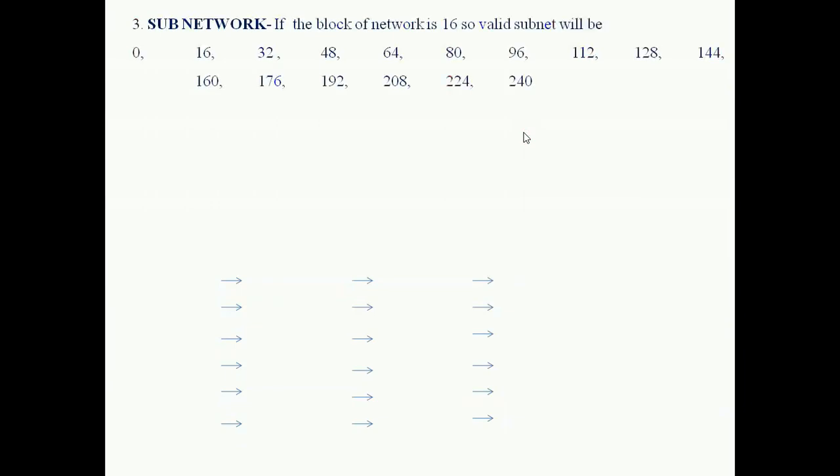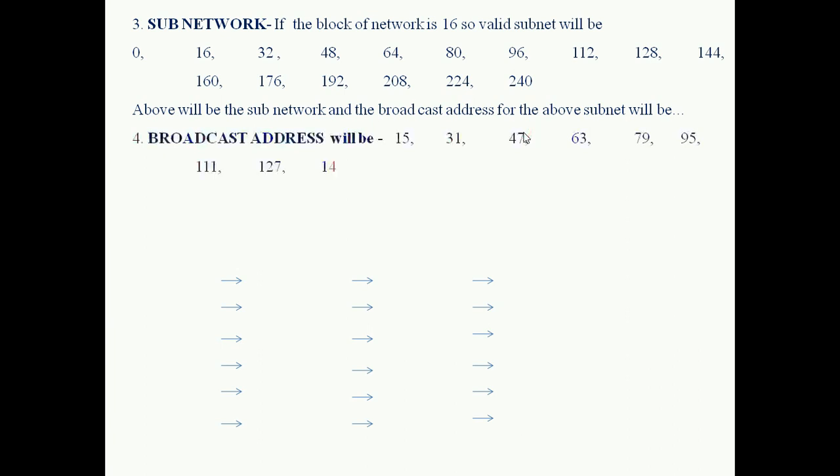And what will be the subnetworks? If the block of the network is 16, the valid subnets will be 0, 16, 32, 48. These are the multiples of 16, that is your block, till 240. The above will be the subnetworks, and the broadcast address of the above subnetworks will be 15. The subnetwork 0 will have 15 as a broadcast address. The subnetwork 16 will have 31 as a broadcast address, and so on till 255.